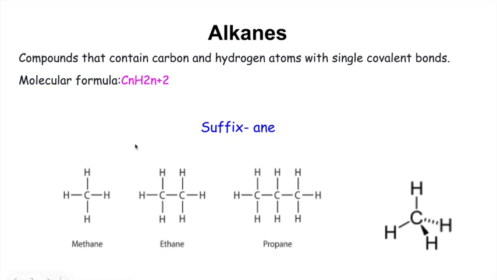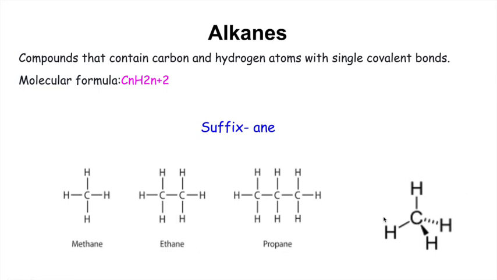If you substitute n equal to 1, you will have C1H(2×1+2), which is H4, so CH4. This is the methane molecule. If you substitute n is 2, you have ethane. Substitute n is equal to 3, you have propane. So here the suffix is "ane". So methane, ethane and propane.